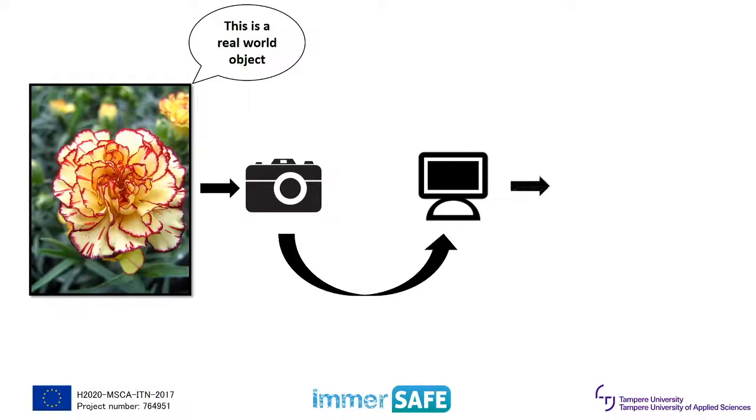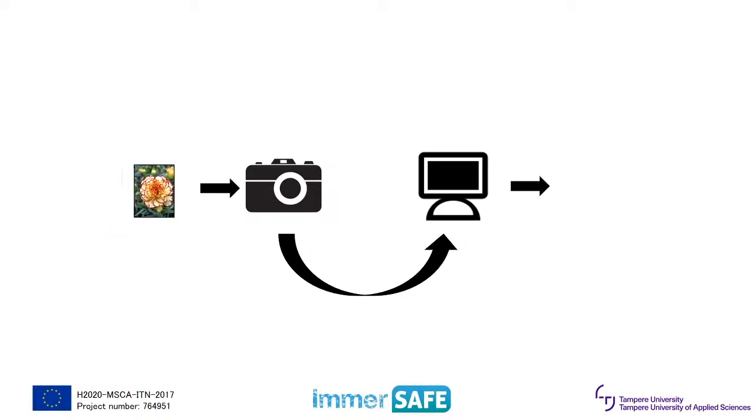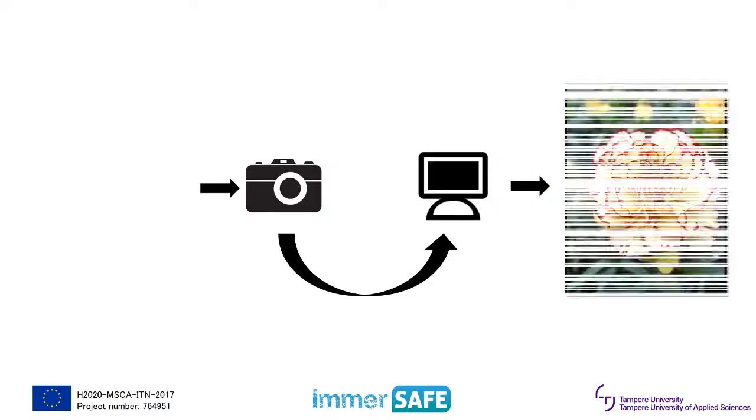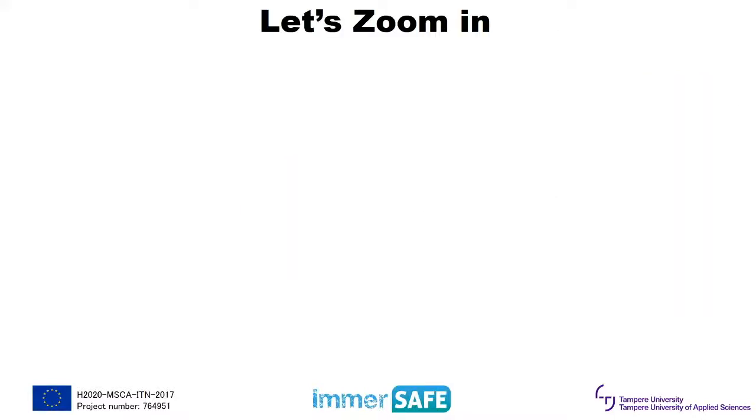So you actually take the shot. You memorize that particular shot inside your camera. Then you go home, you plug your camera into your computer. Your computer interprets what is the output of your camera, and it transforms it into a digital image, what we call digital image. But let's zoom together inside this digital image.